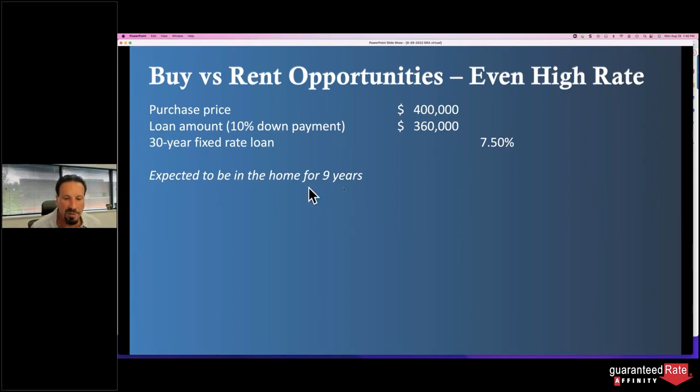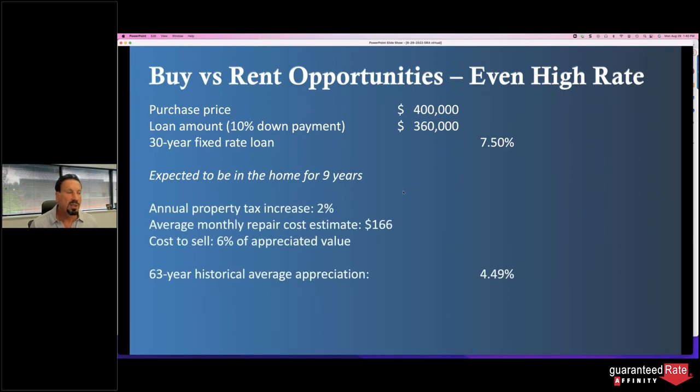They think they're going to be there for 9 years. And let's assume they don't refinance to a lower rate, which they will, but let's assume they don't. Now, let's tell you all the bad stuff. With real estate, your property taxes might go up on average 2% a year, not every year, but over time, that's maybe the average. The repair costs that you have to consider, you don't have that when you're renting. But on a $400,000 home, maybe $2,000 a year in repairs, so budget $166 a month. And then you've got the cost to sell. You don't have that with renting either.